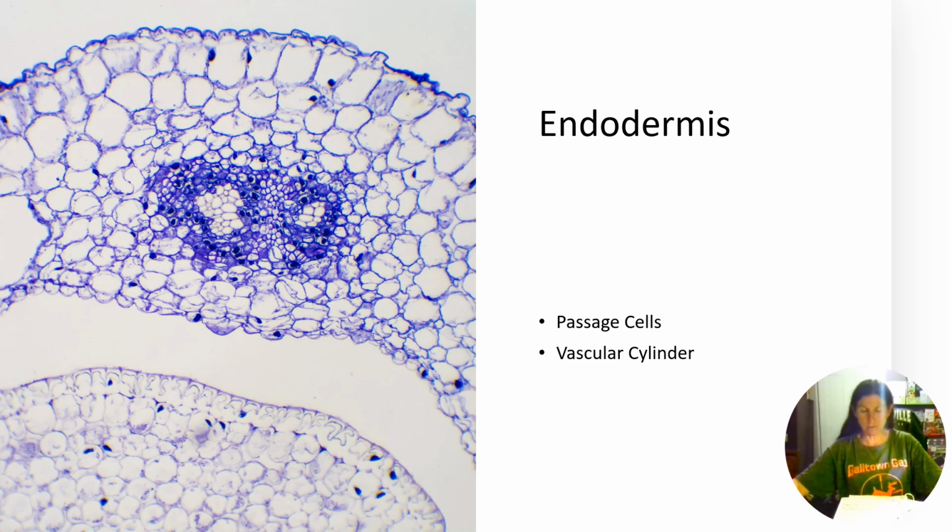So endodermis cells usually get thicker as they go. There is a type of cell in the endodermis called passage cells. They stay thin for a while, but eventually they're going to get thicker just like the rest of them. So the vascular cylinder that I have up here is actually inside of the endodermis, and it conducts food and water for the plant.